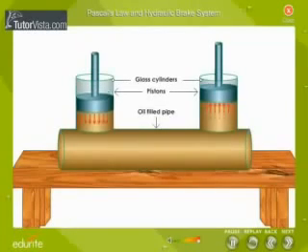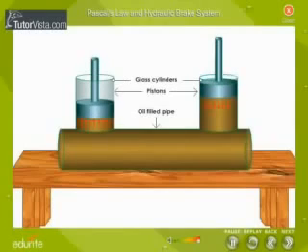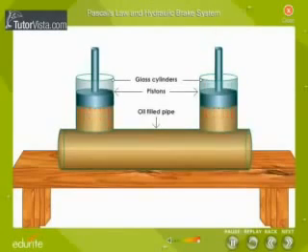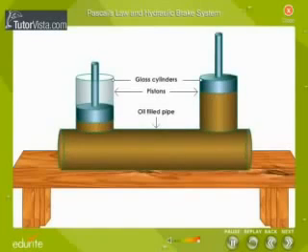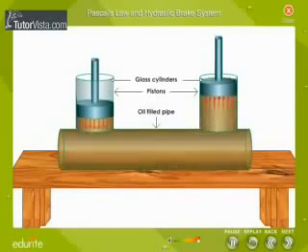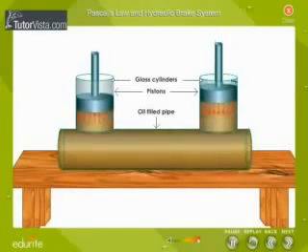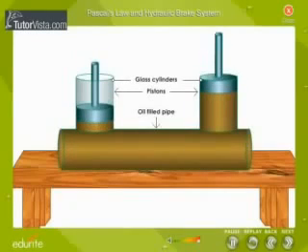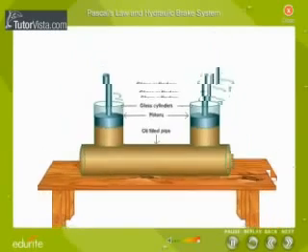If you apply a downward force on one of the pistons, then the force is transmitted to the second piston through the oil in the pipe. Since oil is incompressible, the efficiency is very good. Thus, most of the applied force appears at the second piston.